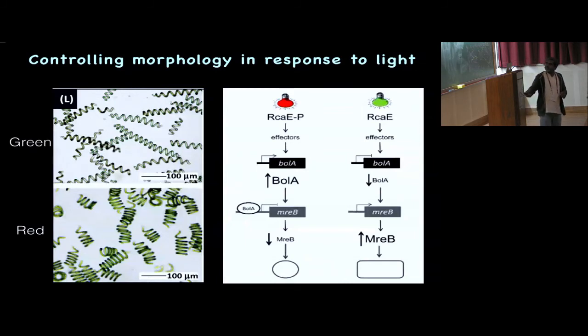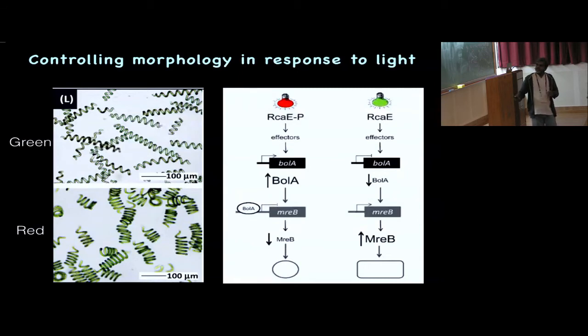And how does that happen? There is some kind of transcription factor. The red light activates this transcription factor that blocks MreB expression. So in this case, there is not much MreB, so not much cell wall synthesis, or not an organized cell wall synthesis. The cells are not rods, they are shorter, and they have a shorter pitch. But shifting to green light activates this particular protein, and this activates MreB expression. There is more MreB, and you get longer cells that are now helical cells.